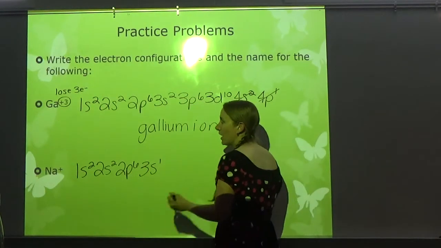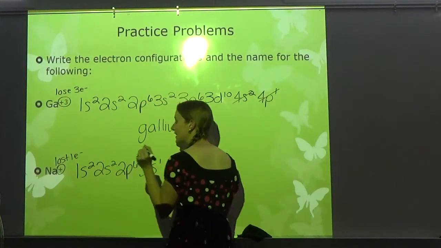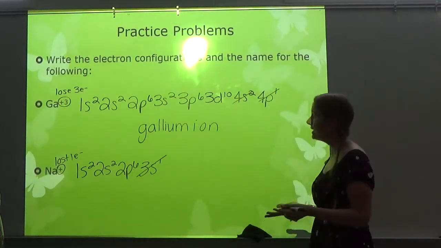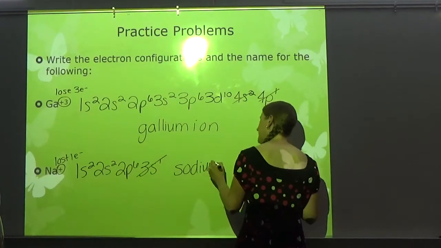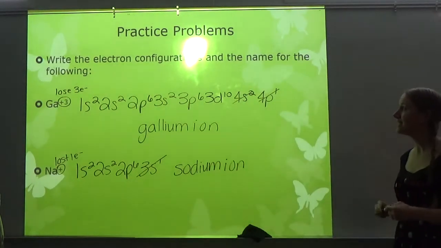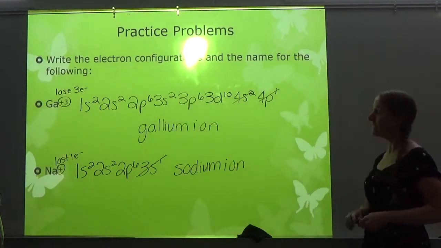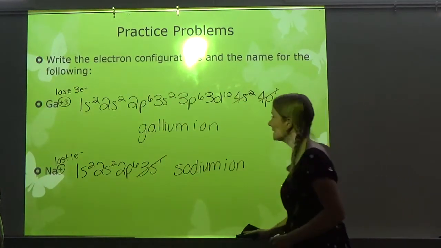All right, so it has a positive charge, which means it lost 1 electron. So I'm going to remove the highest one, which is 3s1. And so then because it's positive, I don't change the name. It's still sodium, and I'm just going to tack ion on at the end. All right, so this is how you do electron configuration for cations or positive ions. So as you can imagine, anions is very similar. So let's look at some of those.